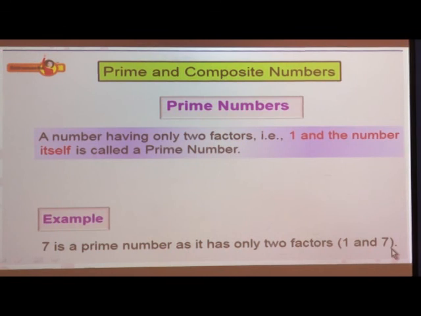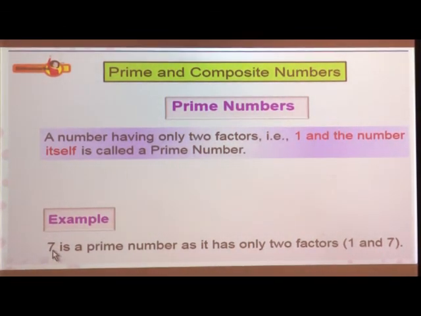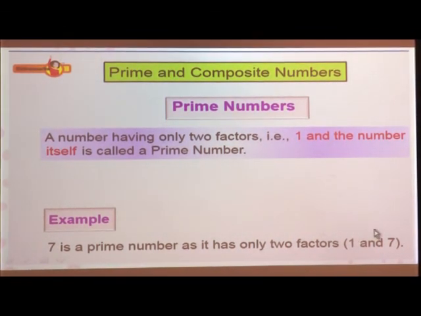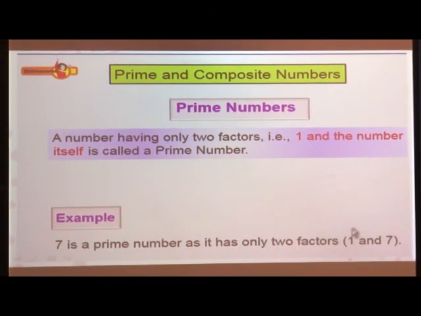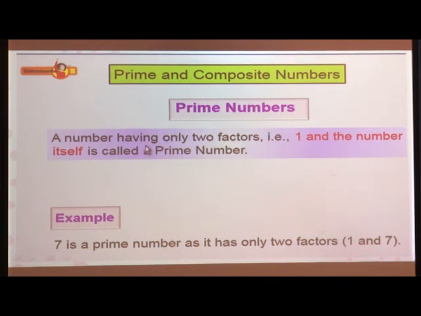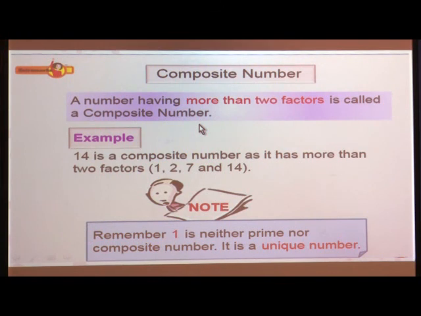1 and 7. So, any number which has only two factors, that two factors are 1 and the number itself, that number is called a prime number. Those numbers are called prime numbers.